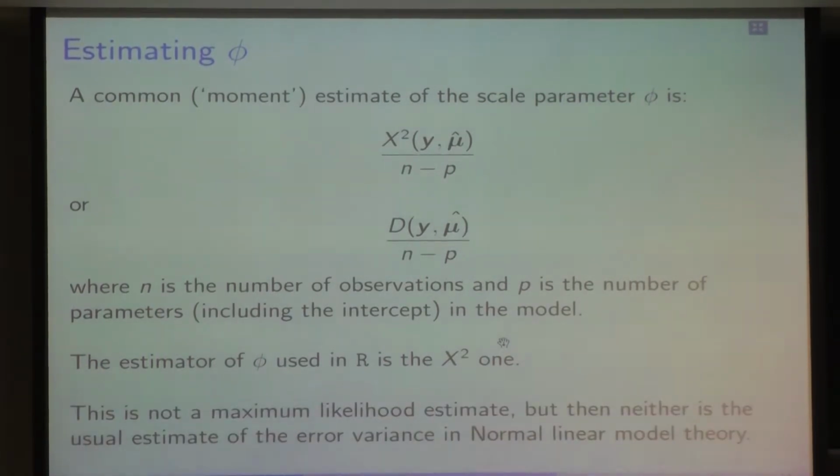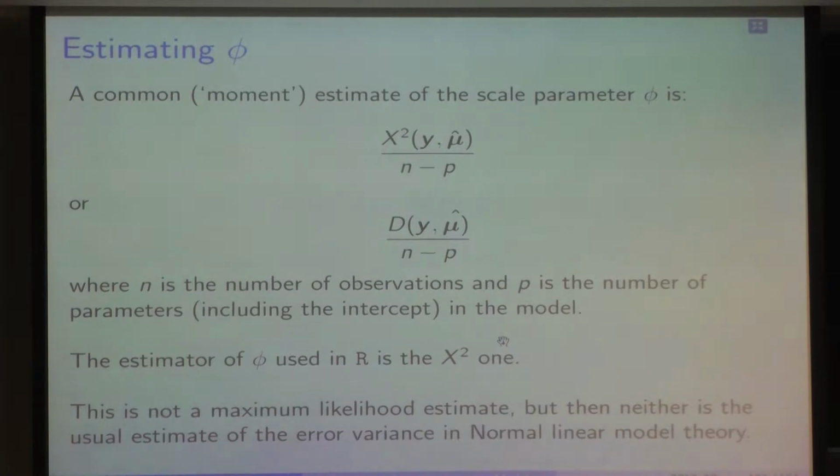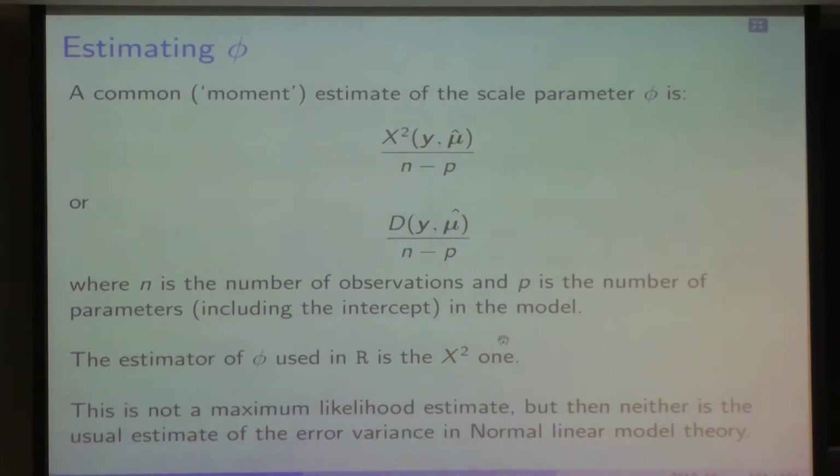This isn't a maximum likelihood estimate. It's comparable to the situation in the usual linear model theory for the normal distribution, when you're trying to estimate sigma squared, the variance. There's a maximum likelihood estimate of sigma squared, and there's an unbiased estimate of sigma squared, where you take the residual sum of squares and divide by n minus p. Both of these things are very similar to doing that. They're basically generalizations of doing that, because both the Pearson chi-squared and the residual deviance are generalizations of the residual sum of squares to generalized linear models.